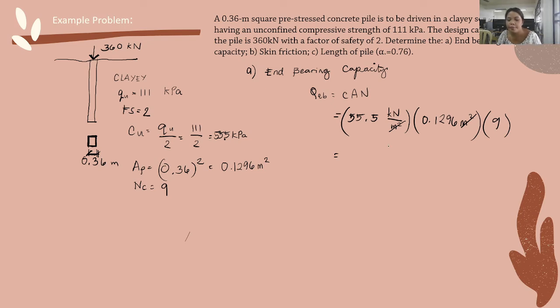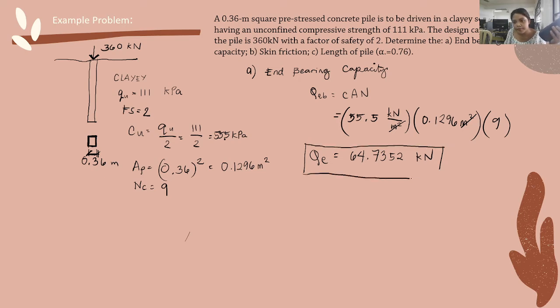And then 55.5 by 0.1296 by 9 is simply 64.735 kilonewton. And that is now your end bearing capacity. Madali lang siya kasi direct substitution naman. Next, we have to tackle is skin friction.